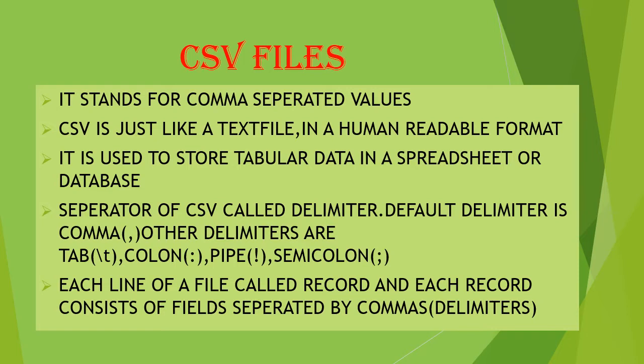A CSV file has a separator called the delimiter, and the default delimiter is always the comma. We may also have other delimiters like tab, that is \t, or colon, pipe, or semicolon. Each line of a file is called a record, and each record consists of fields separated by commas or the delimiters.